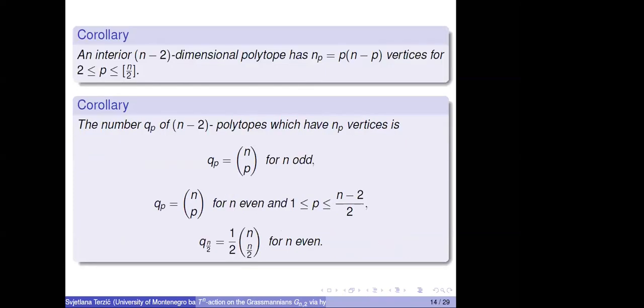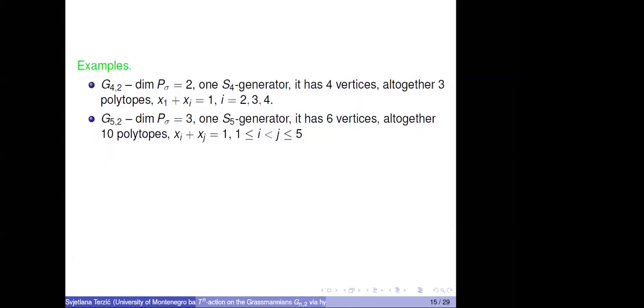And as a corollary, we obtain that any (n-2)-dimensional polytope has n minus p vertices, and the number of polytopes which have these vertices is as follows. It is n over p for n odd and n over p for n even. So in this way, practically we completely describe all (n-2)-dimensional polytopes.